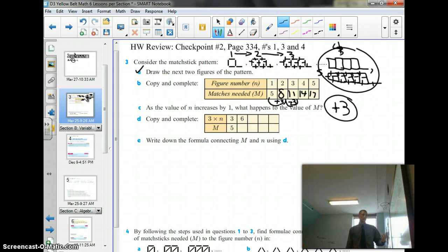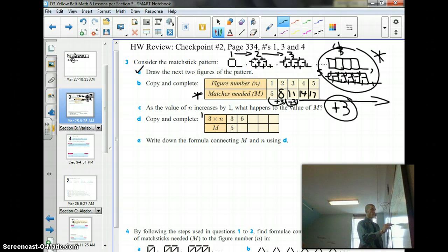D says copy and complete. So basically, we're doing the first step to learn how to create the formulas that we can use. Remember, if we want to find out how many matches figure 99 had, we need to create a formula so that we don't have to draw 99 images or extend our chart with 99 columns, because that would take up too much time.